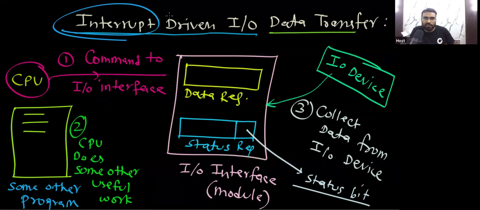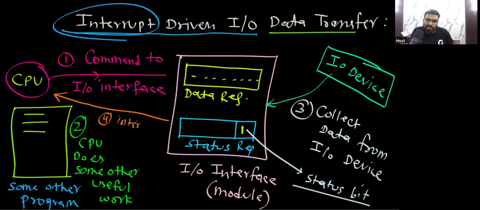Now, when the data is ready, what will the interface do? Let's assume the data is ready. The interface will make the status bit one. Yes or no? When the data is ready, the interface will make it one. Then the interface will send an interrupt signal to the CPU. This is the next thing. There is an interrupt control signal, and this interface will send the interrupt control signal to the CPU.